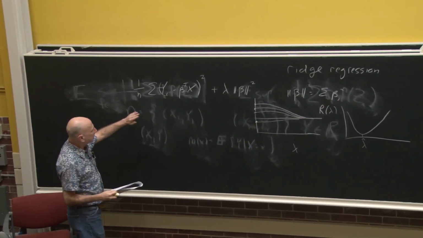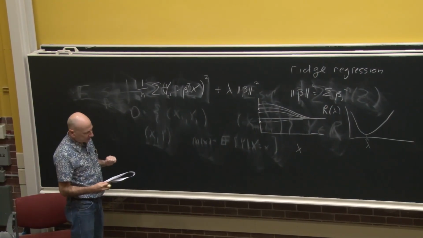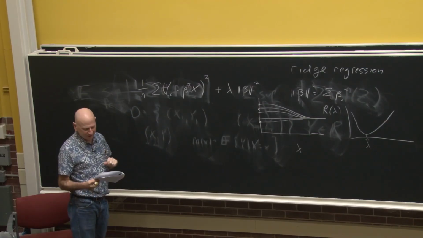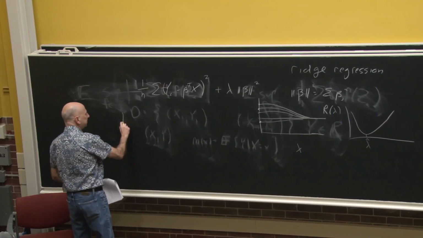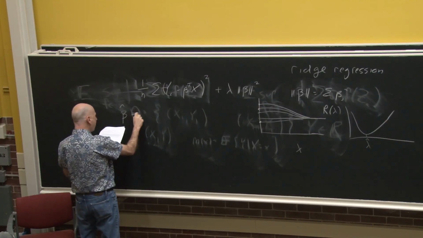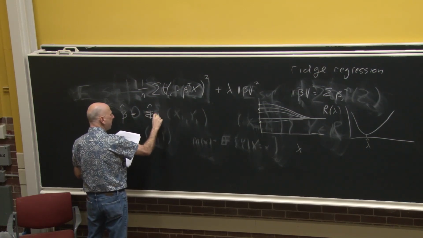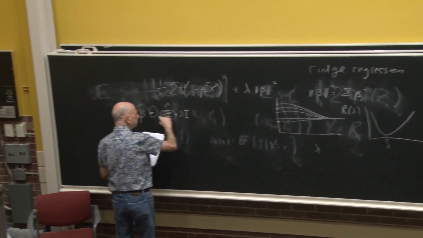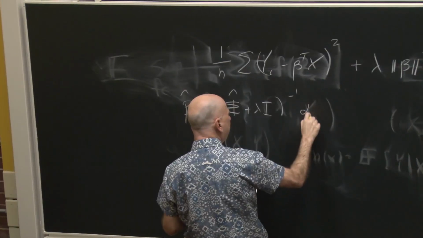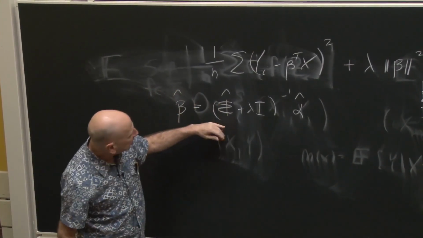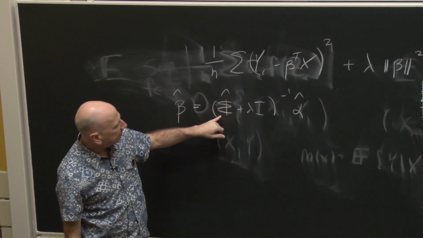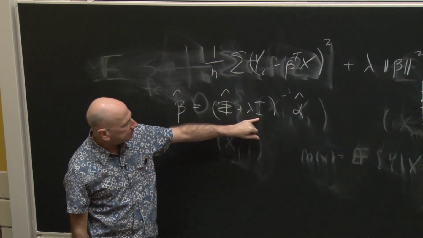The nice thing about it is if I minimize this, because everything here is differentiable and so on, we can write down exactly what the estimator is. It's just beta hat equals sigma hat plus lambda I, inverse, times alpha hat. So the only thing that's changed is where we had sigma hat inverse, now we add lambda times the identity matrix.